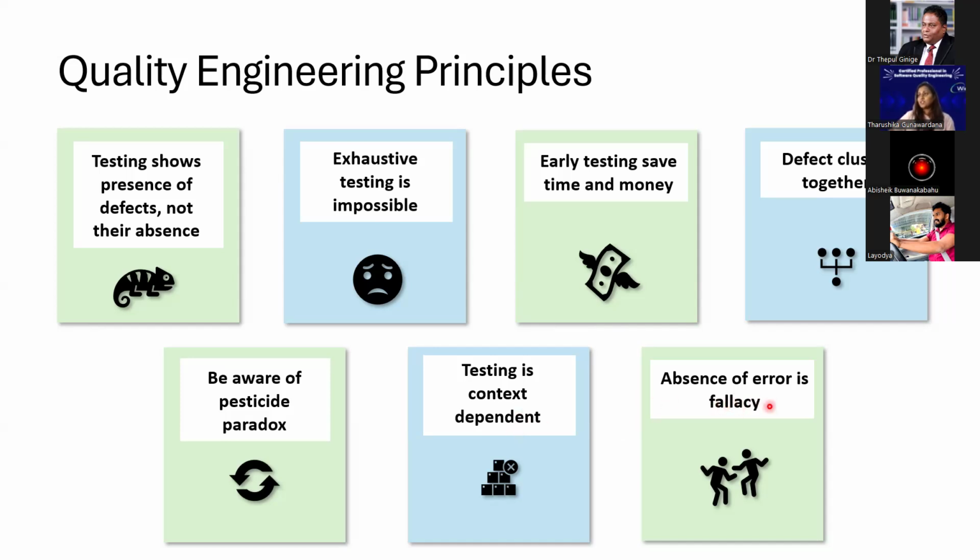And then the final quality engineering principle is absence of errors fallacy. That means we cannot say that once we have done testing, all the defects we have identified are fixed, this is a good software. Why? Even though we have done testing and fixed the bugs, can we say it's a good software? Can we?